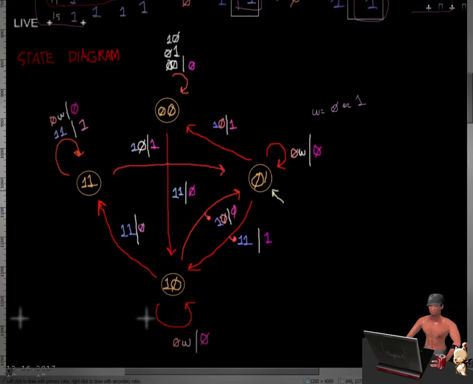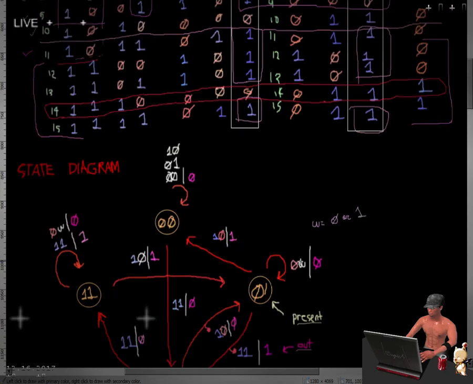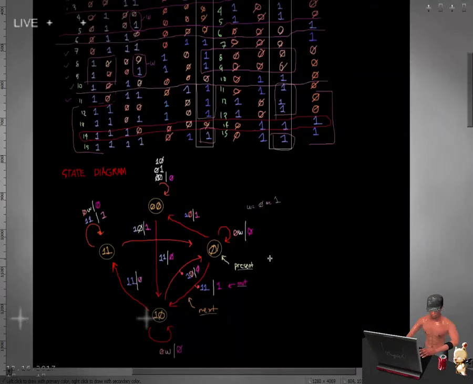Let me just say this again. This is the present state. This is next. This is output. Let me underline that so that people don't get confused that it's not part of the table. We're just emphasizing stuff.